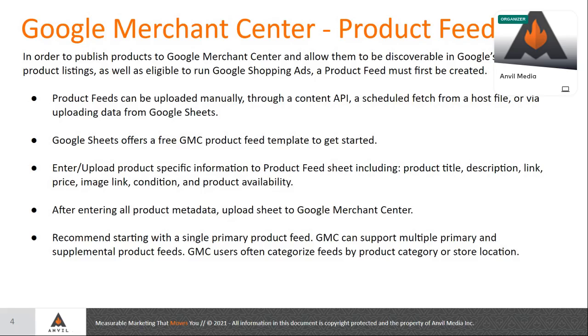Like I mentioned before, I would recommend starting with a single product feed. Google Merchant Center can support multiple primary and supplemental product feeds, which is kind of how they categorize them. Merchant Center users often categorize feeds, like I mentioned, by product category, which is a pretty common one, as well as by store location for local inventory that might not be available online.